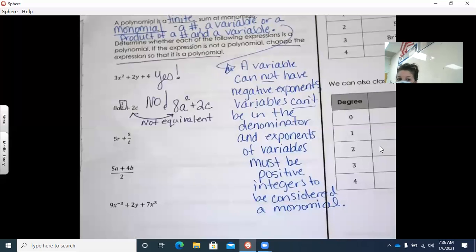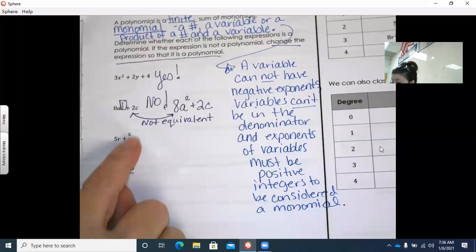Look at the next one, 5r plus s divided by t. Is 5r a monomial? Yes. Is s divided by t a monomial? A monomial can be a variable by itself, a number by itself, or the product of a number and a variable. You also cannot have a variable in the denominator of a fraction. No, it's not, okay? First of all, you can't have the sum of the quotient of two variables, and you can't have a variable in the denominator. So this is the problem here.